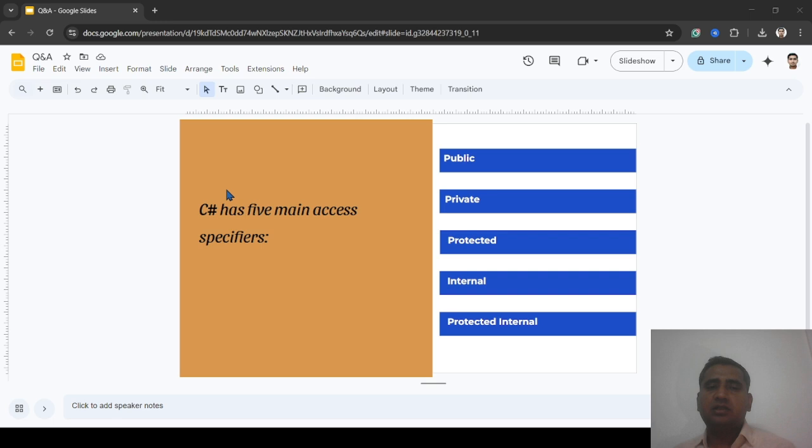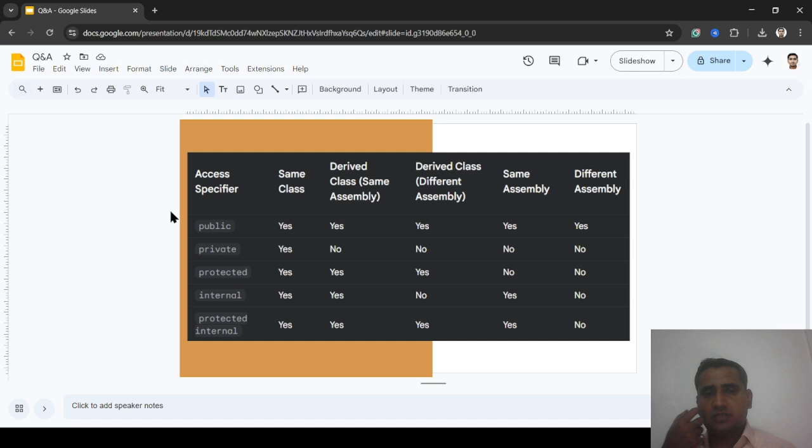Let's summarize it in a table form to understand. It shows where each member is accessible: in the same class, a derived class in the same assembly, a derived class in a different assembly, and a different assembly. Public is accessible everywhere. Private is accessible only in its own class and nowhere else. Protected is accessible within the same class and within the derived class, whether in the same or a different assembly.